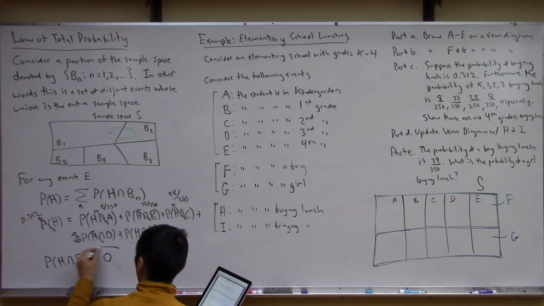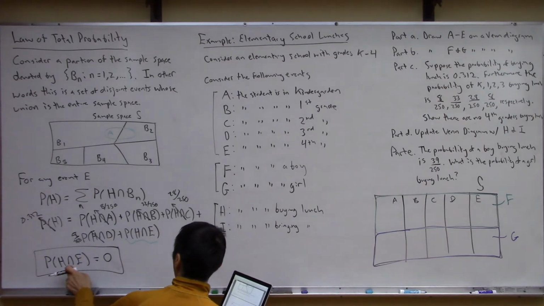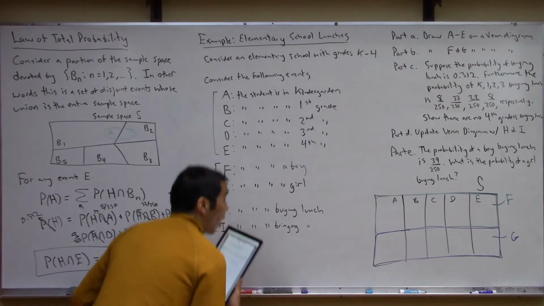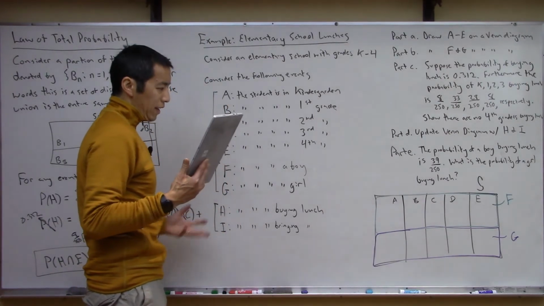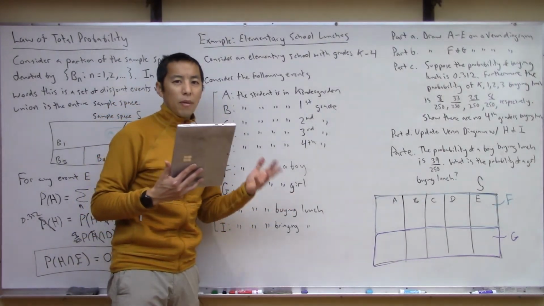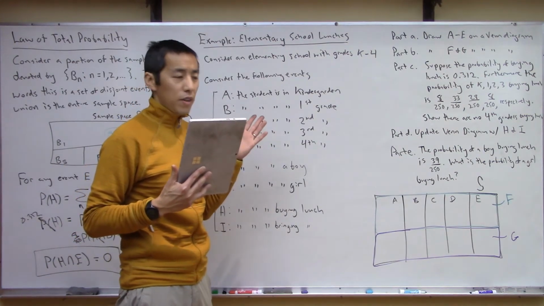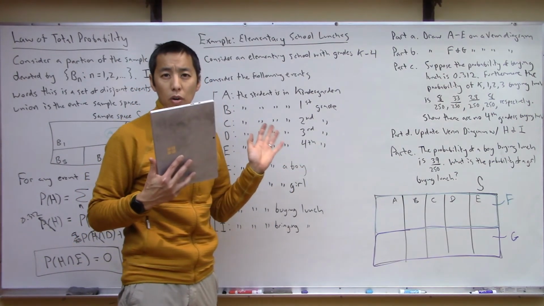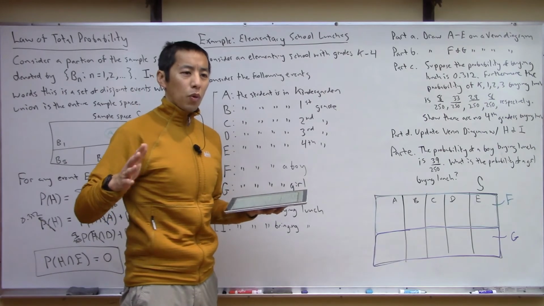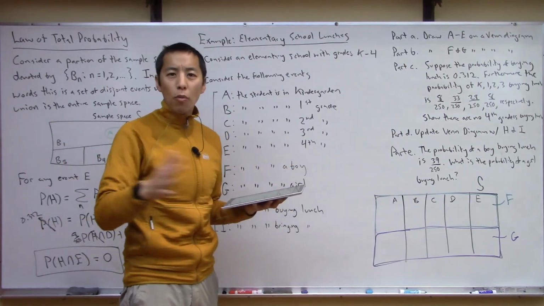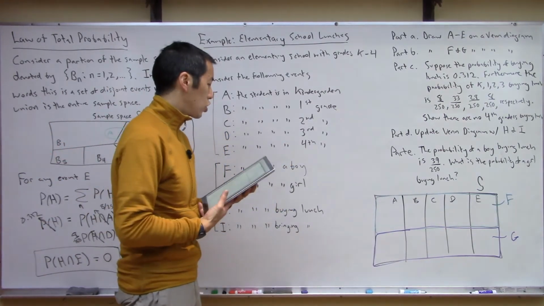This is going to be 0. So there's no chance that a fourth grader is buying lunch here. So that is actually kind of interesting. In fact, this happened to the elementary school where my kids go to school, because the fourth graders were actually all on a field trip. Nobody was at school, so nobody was buying lunch, okay?